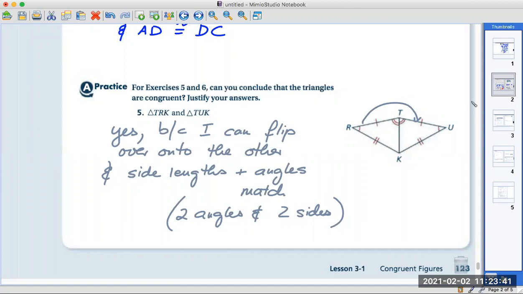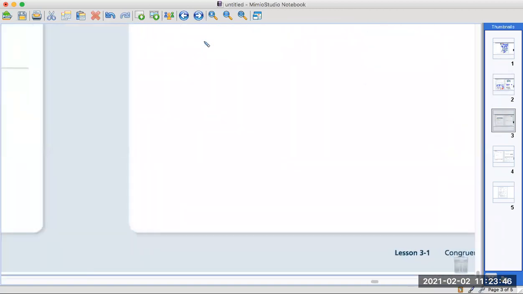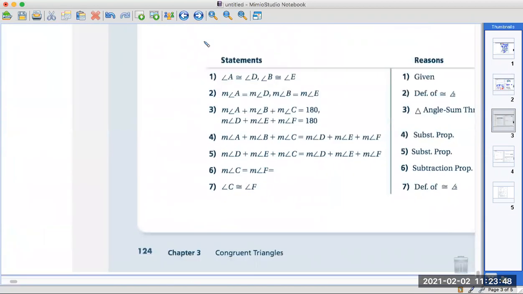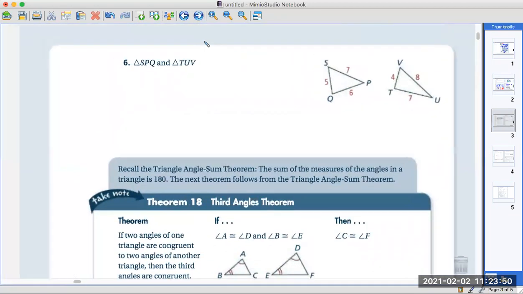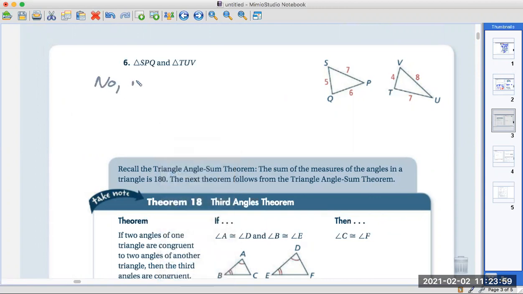Go to the next page. We're on page 124 on top. Now these two, we're still looking at the same questions. Are they the same? No, because you notice the sides are not the same. Not congruent. You can shorten it with that symbol. Sides are not equal. Okay, there's this symbol right there.